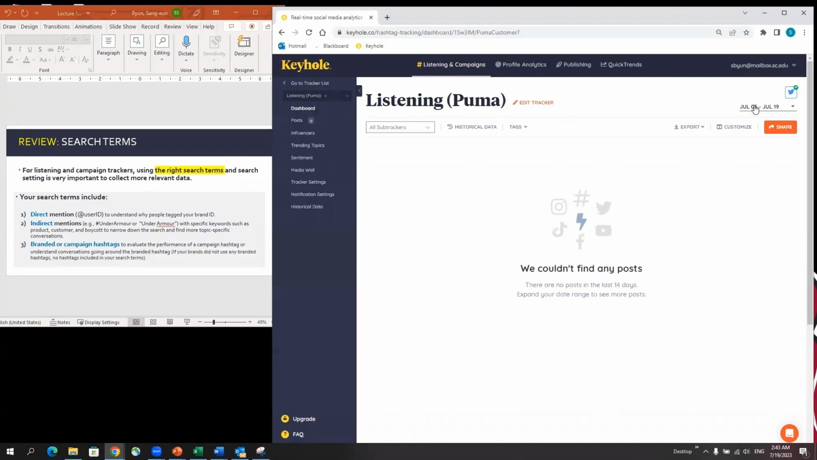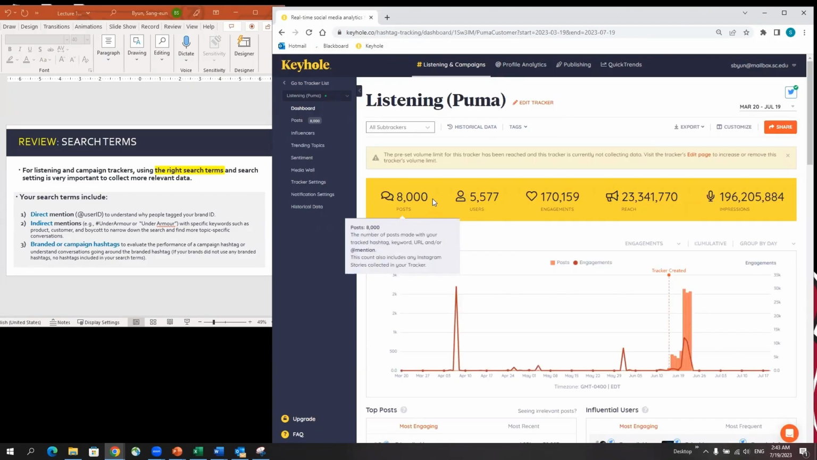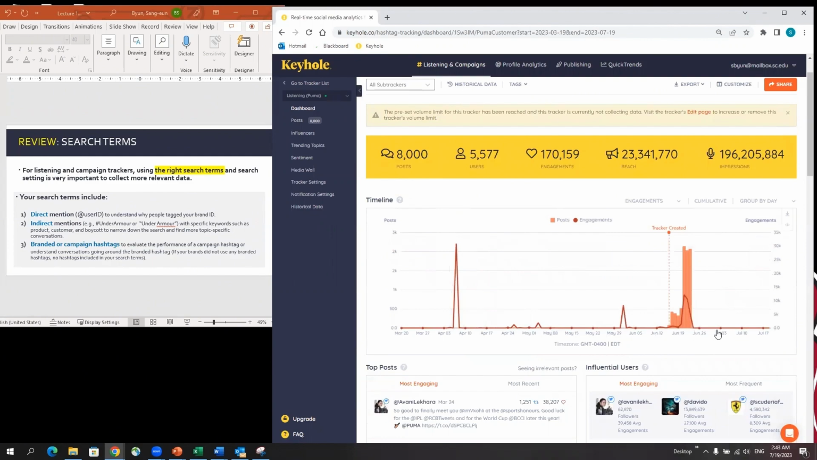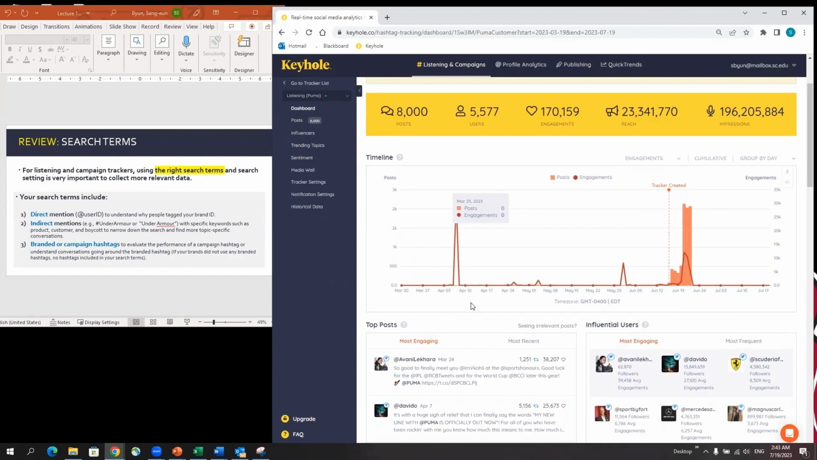First thing you need to do is change the date range to all time. In December, the post volume limit was 8,000, so it loads the entire data. And then you will see the timeline graph. These include the sample post and the real-time post you collected.